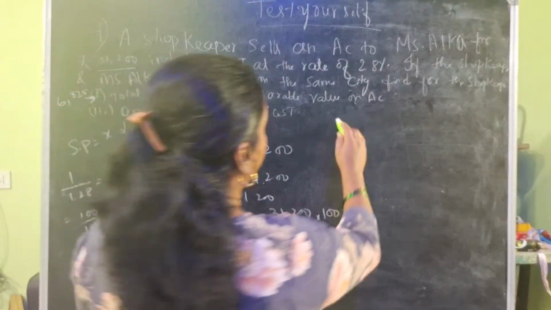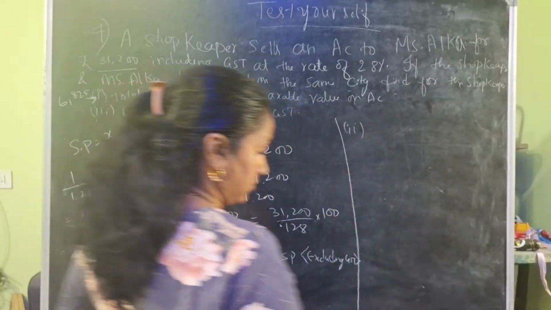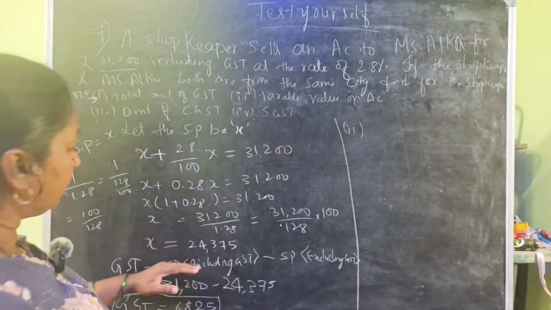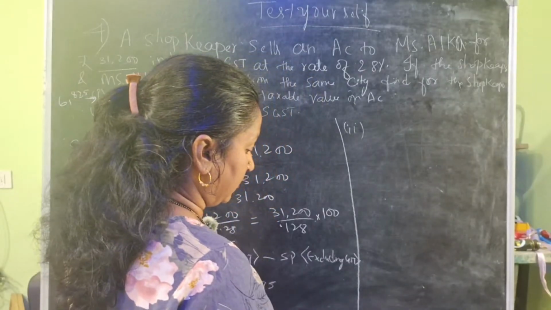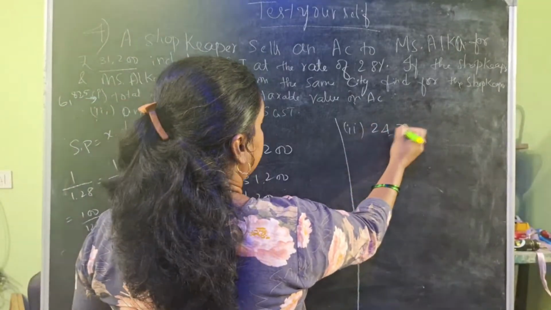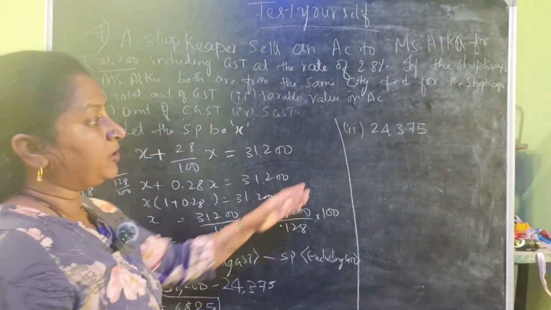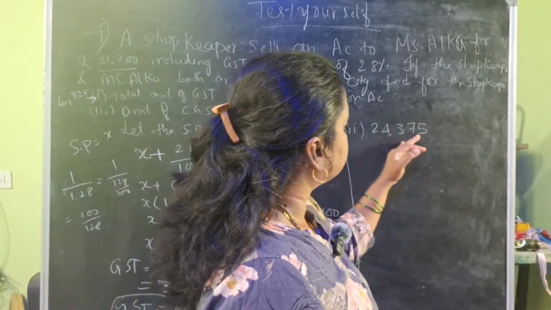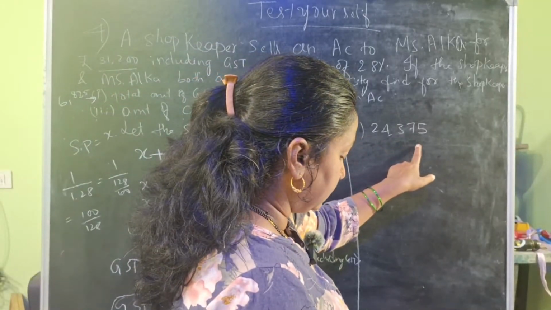And the taxable value for AC. We have already calculated the taxable value for AC. So the taxable value for AC is 24,375. Based upon this selling price, we are going to calculate the GST amounts. So the taxable value for AC is 24,375.